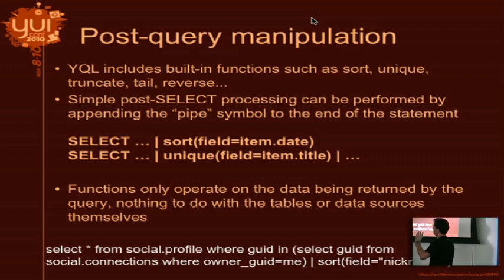So what do we have? Well, we've got these built-in functions that enable you to sort once your query has been fulfilled. It enables you to apply some unique operation: truncate, tail, reverse, sanitize, and so on. And obviously functions operate on the data returned, so this is post-operation consumption. An example: get your data, sort, and field nickname.